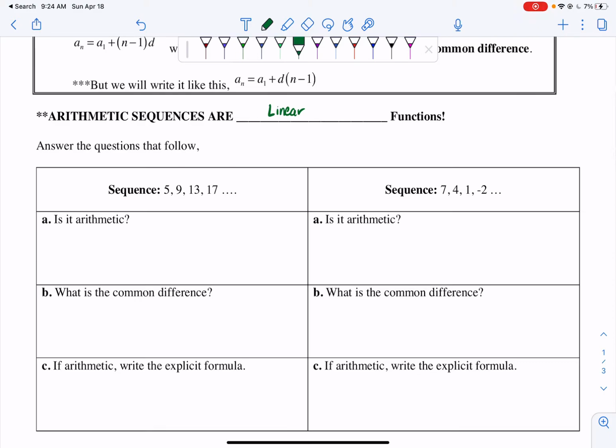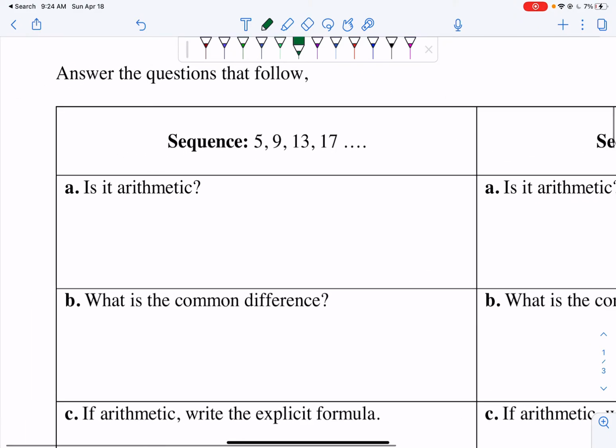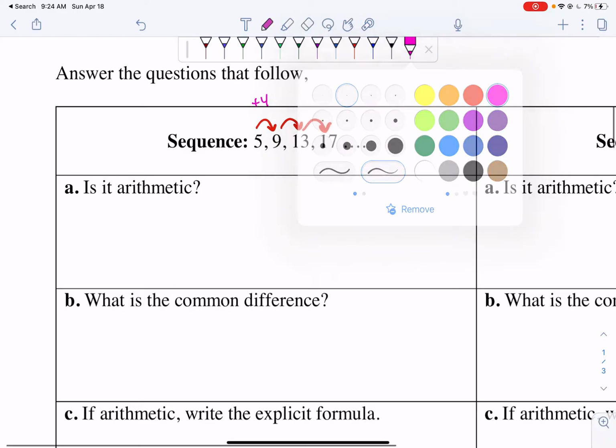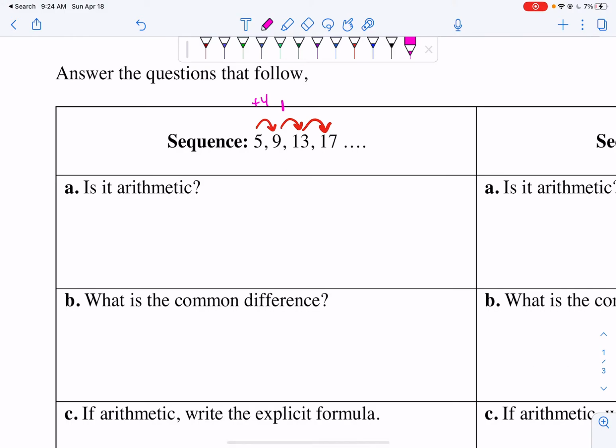We're given two sequences. Our first sequence is 5, 9, 13, 17. The first question asks, is it arithmetic? What we need to figure out is whether it is going up by the same amount each time. So all we're really doing is calculating our jumps. When I go from 5 to 9, I go up by 4. When I go from 9 to 13, I also go up by 4. When I go from 13 to 17, I also go up by 4 again.